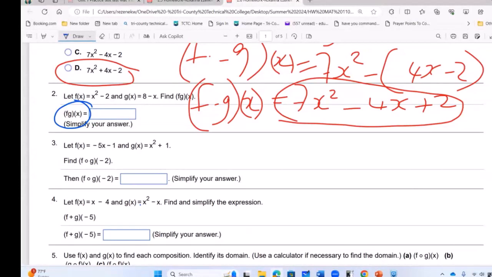Remember, f minus and f plus are not the same. So this is multiplication, f times g of x. That's what this one is saying. So I'll bring down my f of x, that is x squared minus 2. And I'll bring down my g of x. It is 8 minus x, sorry. 8 minus x in parentheses.